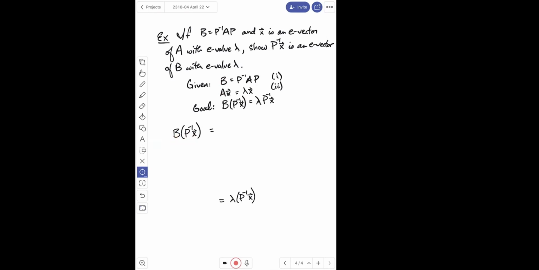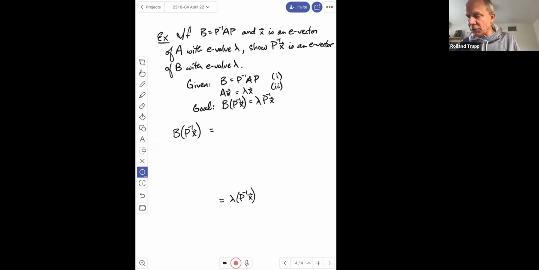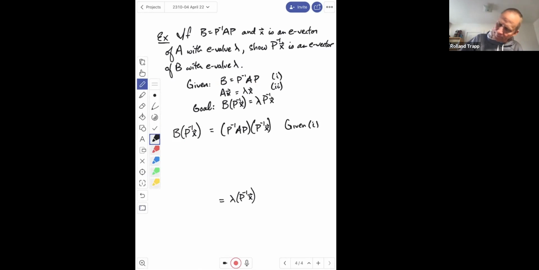Could you set the right side of the first equation multiplied by P inverse X equal to that? Yeah, so another way to say that is just substitute for B. I know that wherever I see a B, it's the same as P inverse AP. So I'm just going to substitute that in. So that's P inverse AP times P inverse X. And this was given 1, that's why I can do that.